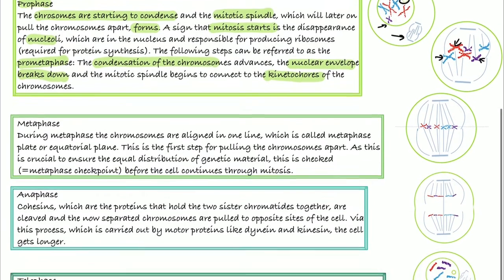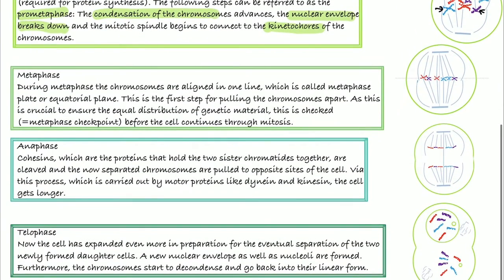Then we're on to metaphase. There the chromosomes have to align in one line, which is called the metaphase plate or equatorial plane. And this is the first step for pulling the chromosomes apart, because it is very essential that they are pulled apart equally. And there's also a checkpoint, the metaphase checkpoint, and only if all chromosomes are aligned within the metaphase plate, the whole process can continue.